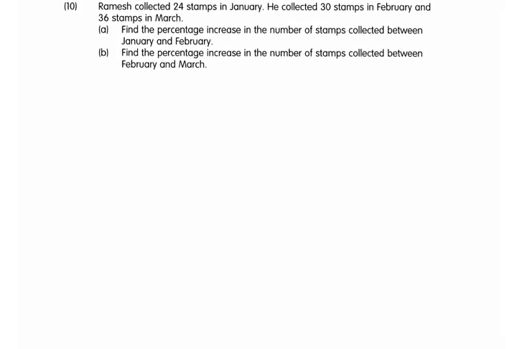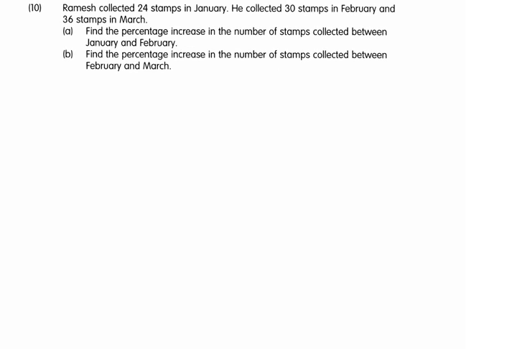Okay, now question 10. Ramesh collected 24 stamps in January. He collected 30 stamps in February and 36 stamps in March. So, let's summarize the information: January is 24, February is 30, and March is 36. Find the percentage increase in the number of stamps collected between January and February.